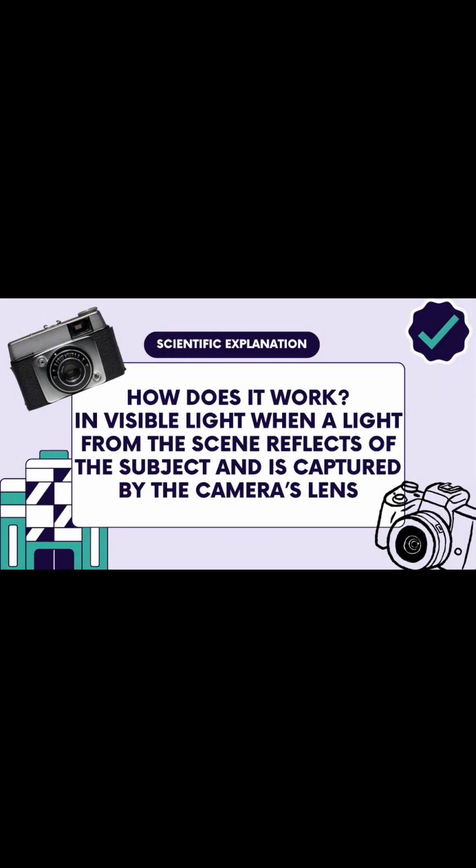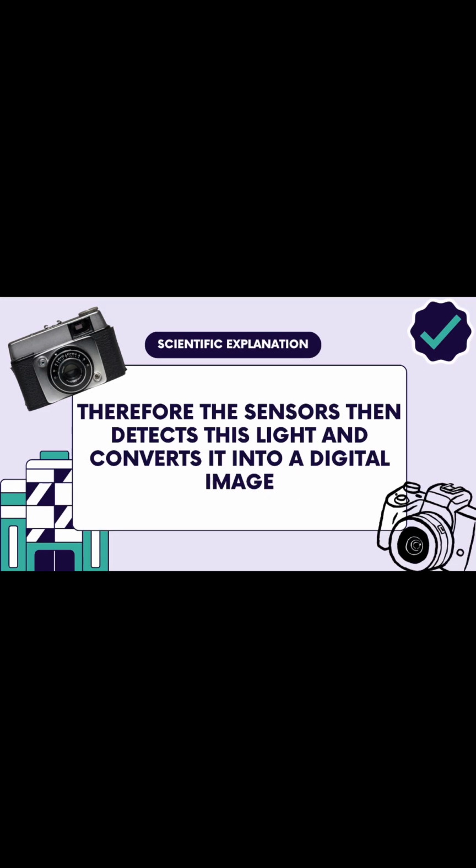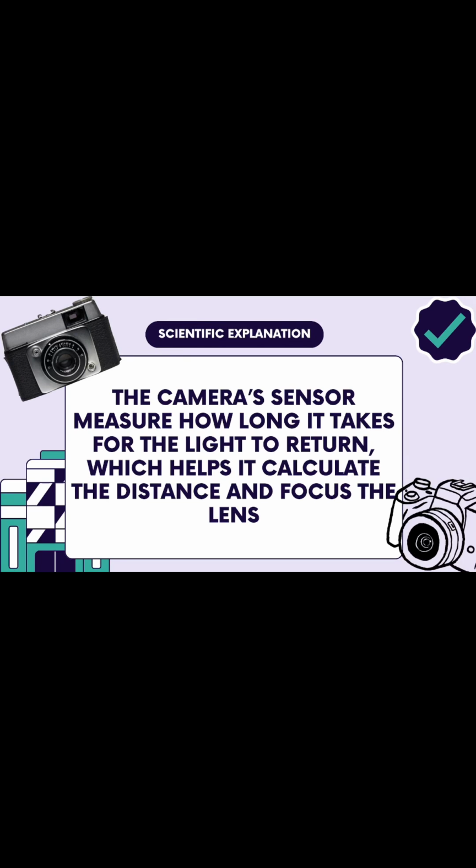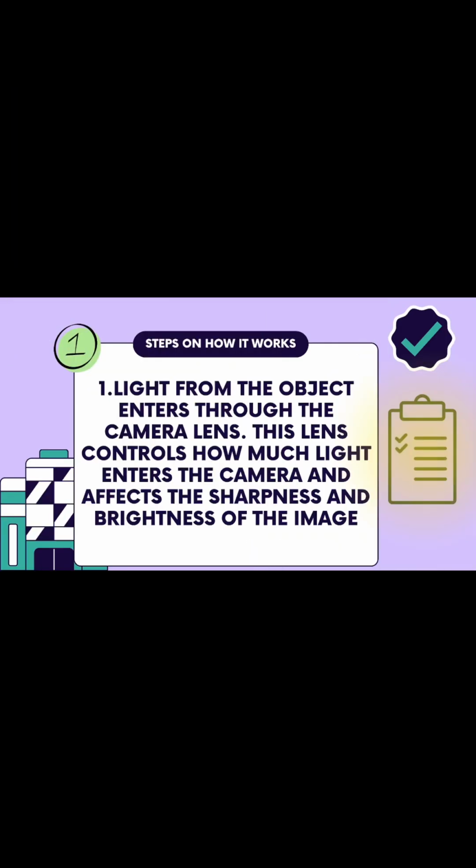In visible light, light from the scene reflects off the subject and is captured by the camera's lens. The sensor then detects this light and converts it into a digital image. Meanwhile, in infrared waves, the camera emits pulses of IR light which bounce off the subject. The camera sensor measures how long it takes for the light to return, which helps it calculate the distance and focus the lens. Light from the object enters the camera lens.